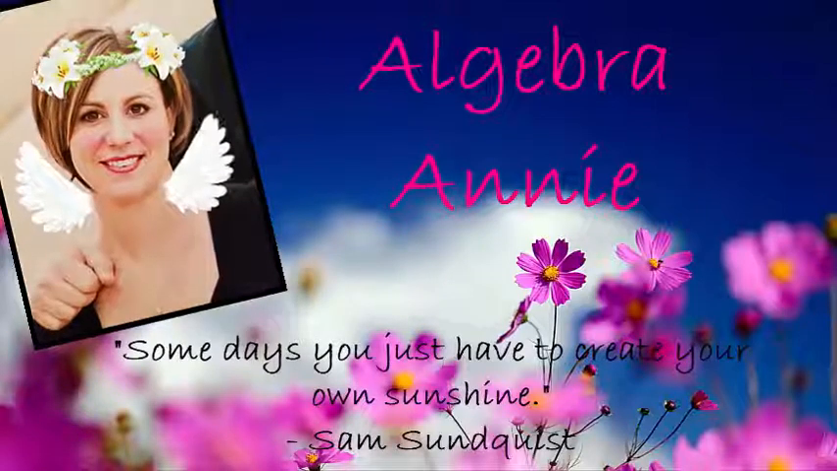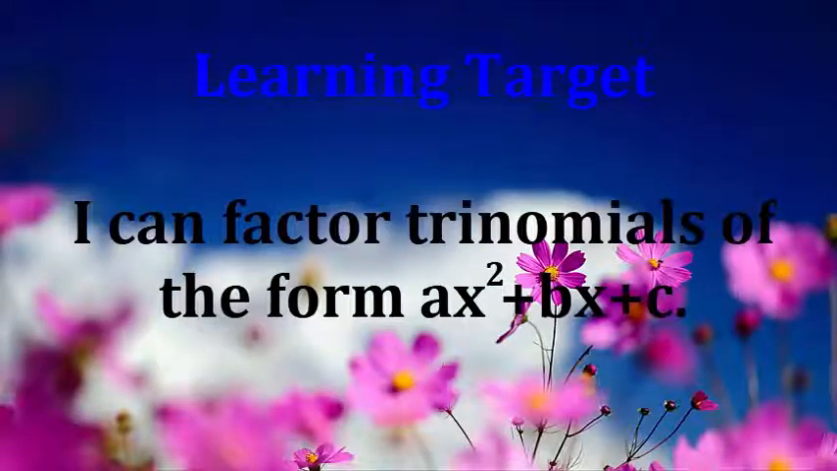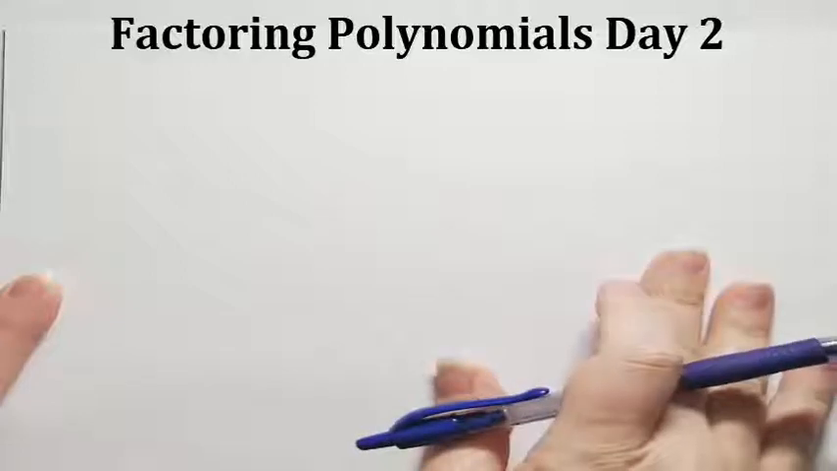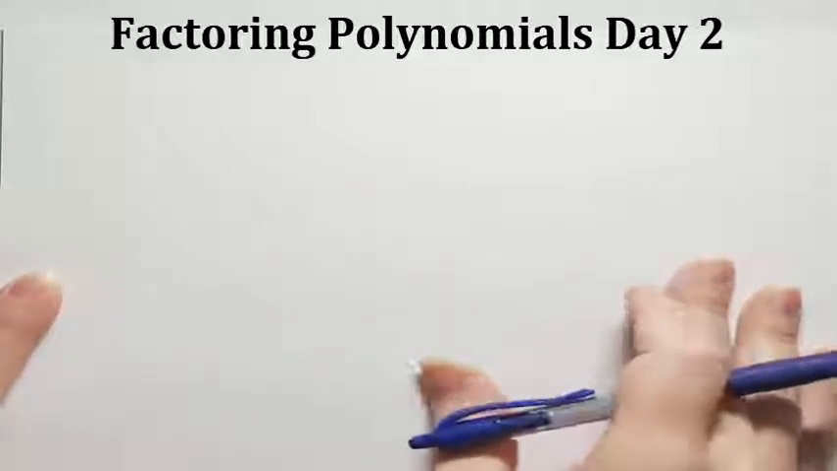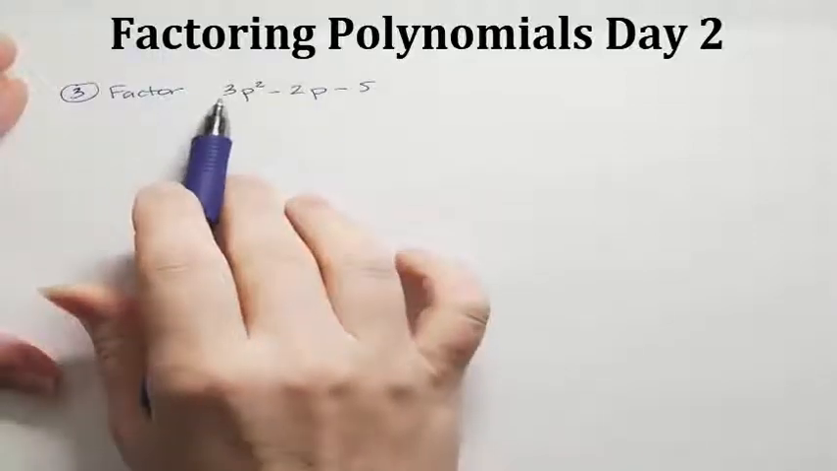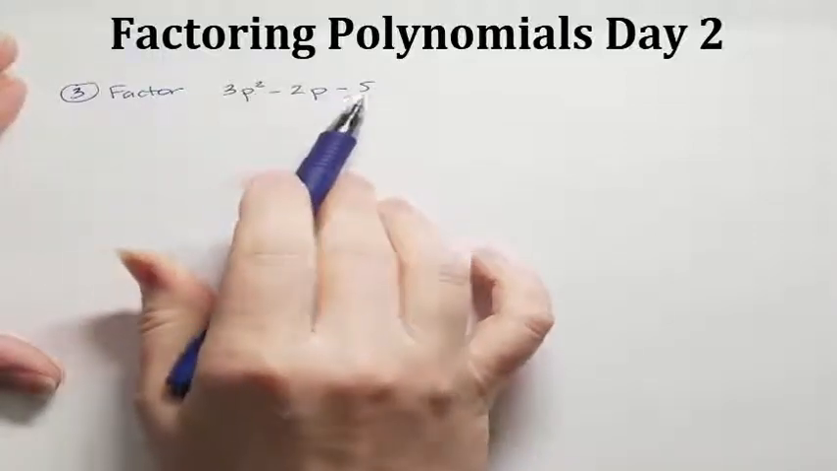Our learning target today is I can factor trinomials of the form ax squared plus bx plus c. All right, welcome to day 2 of factoring. We're going to do the exact same methods that we learned in our previous lesson. We're just taking another day to practice it. So we're going to factor the problem 3p squared minus 2p minus 5.